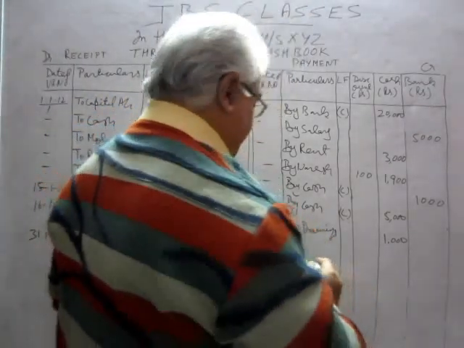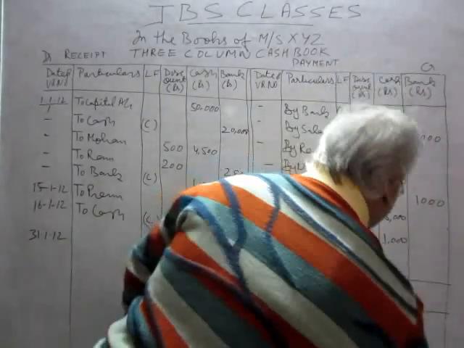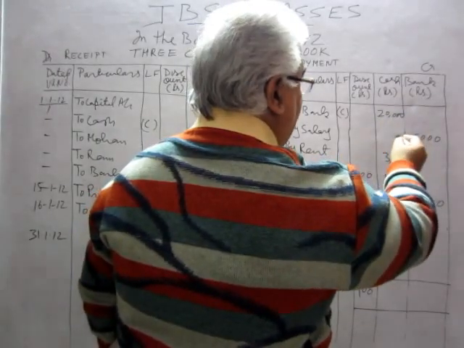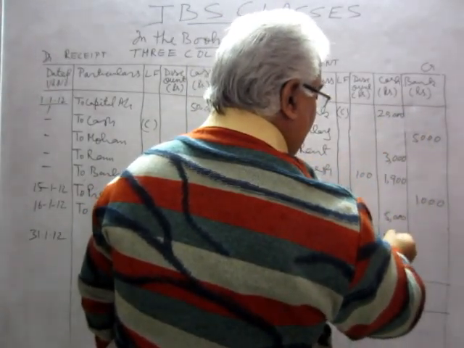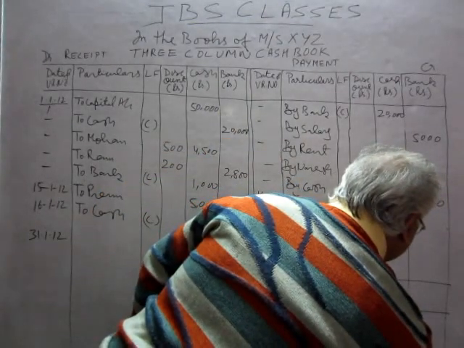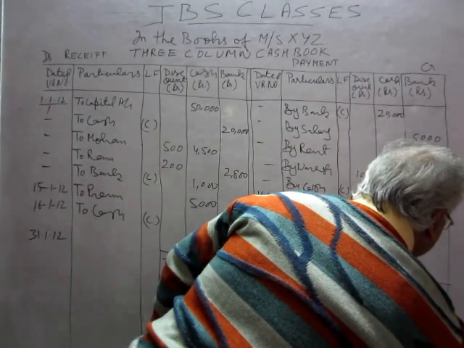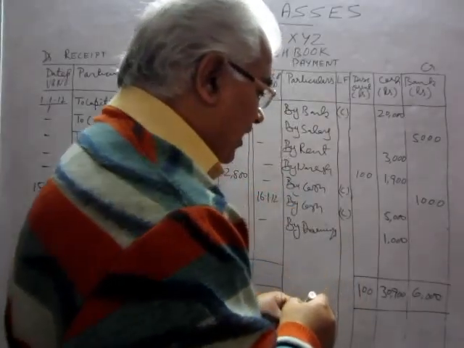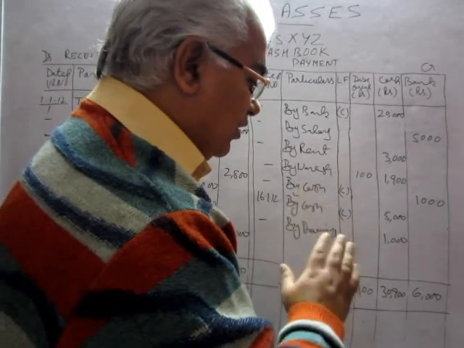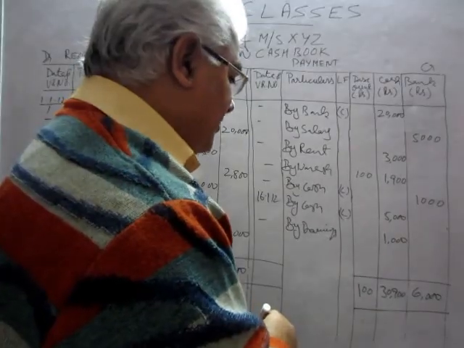And on this side, the discount column total is only 100 rupees, and this is 30,900, and here it is 6,000. Though let me, I have written here totals. It is not to be written here like this. You have to just total them. Okay? Because we have to carry forward the balance.